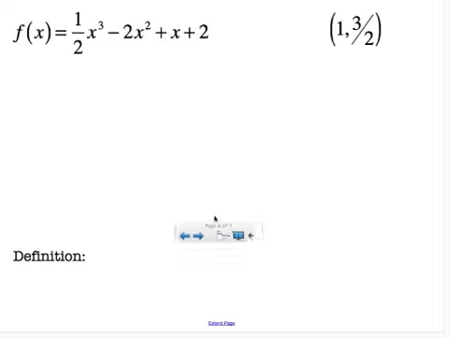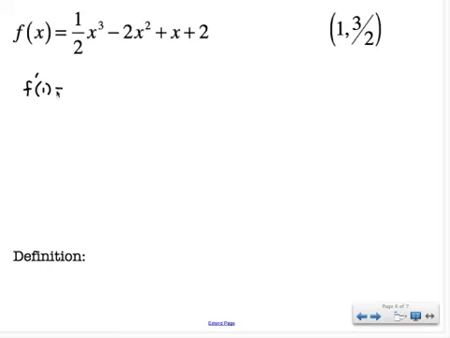All right, we are asked to find, okay, what is f prime of 1 for this curve here? 1/2 x cubed minus 2x squared plus x plus 2. Okay? At the point (1, 3/2). So what is the slope of the curve?